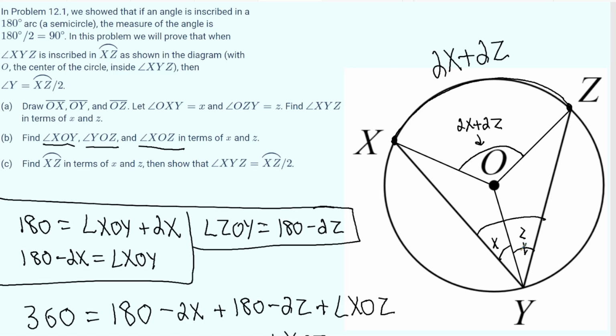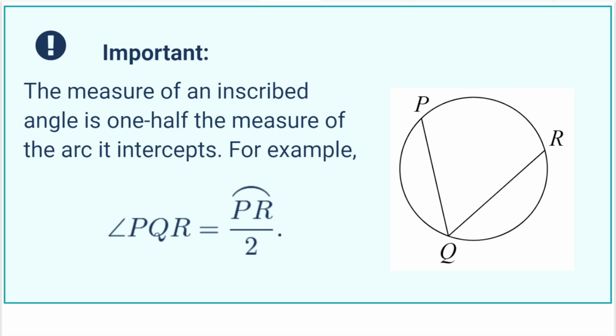And that is basically our proof, because if this arc is twice the measure of the inscribed angle, then the inscribed angle is worth half as much as that arc XZ, which is the very thing we were trying to show, that our inscribed angle XYZ is equal to the arc XZ divided by 2. So this gets us our nice important theorem with inscribed angles, where the measure of an inscribed angle is equal to 1/2 the measure of the arc it is intercepting.